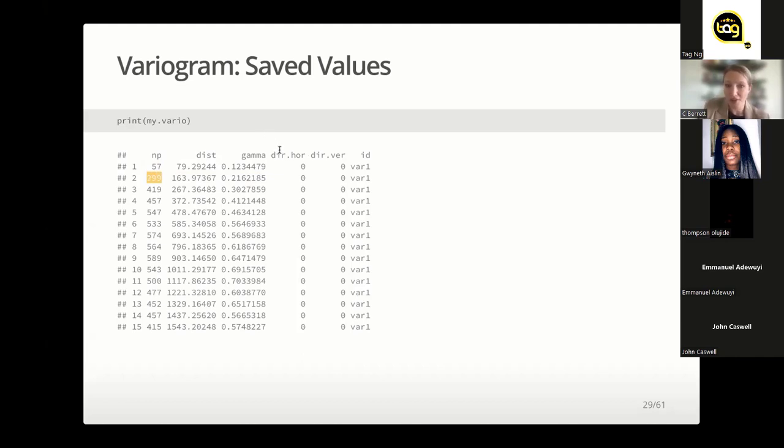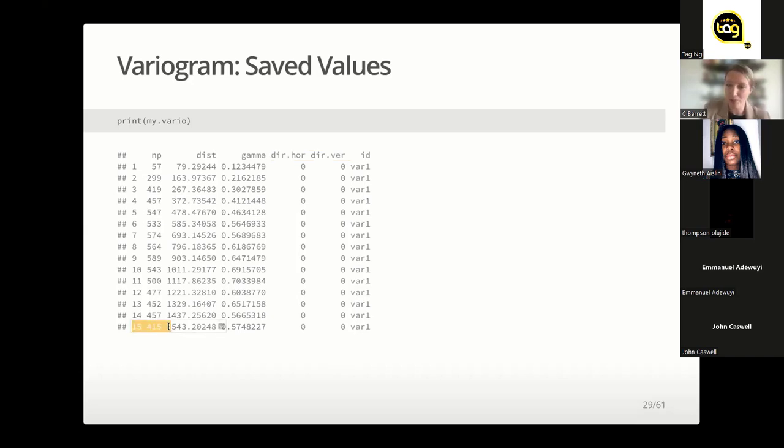There are a couple other objects here, or variables here, and these have to do with the direction, which we aren't looking at quite yet. So right now we're just saying direction doesn't matter, and so that's why these variables are all just set to 0.